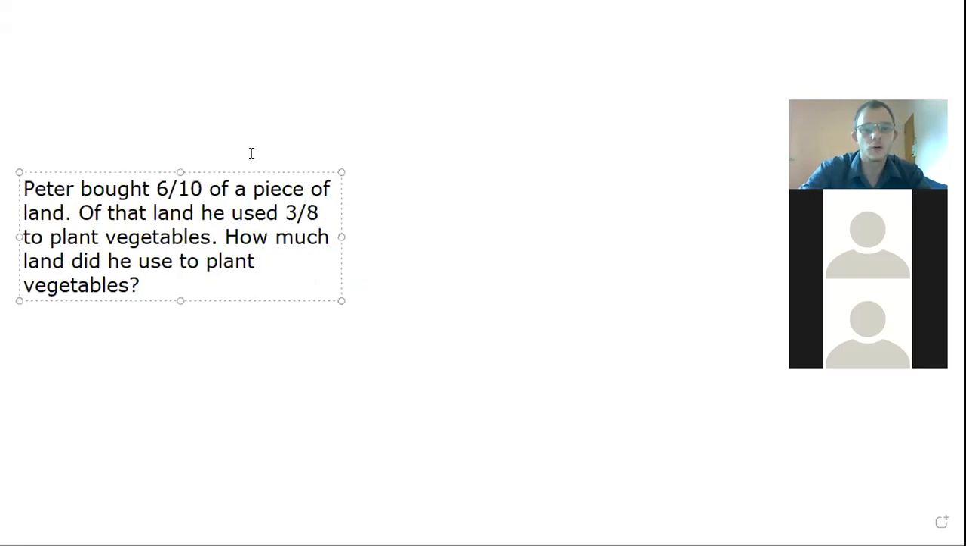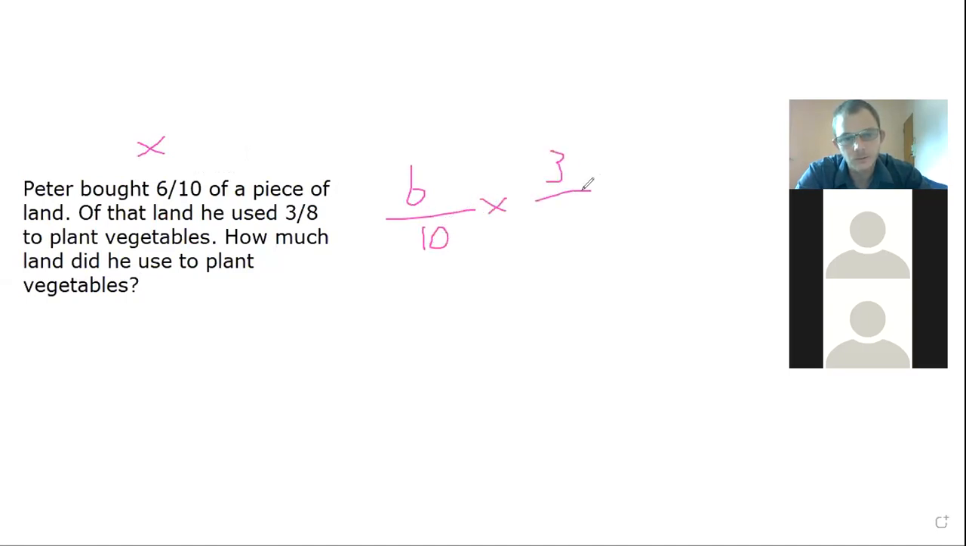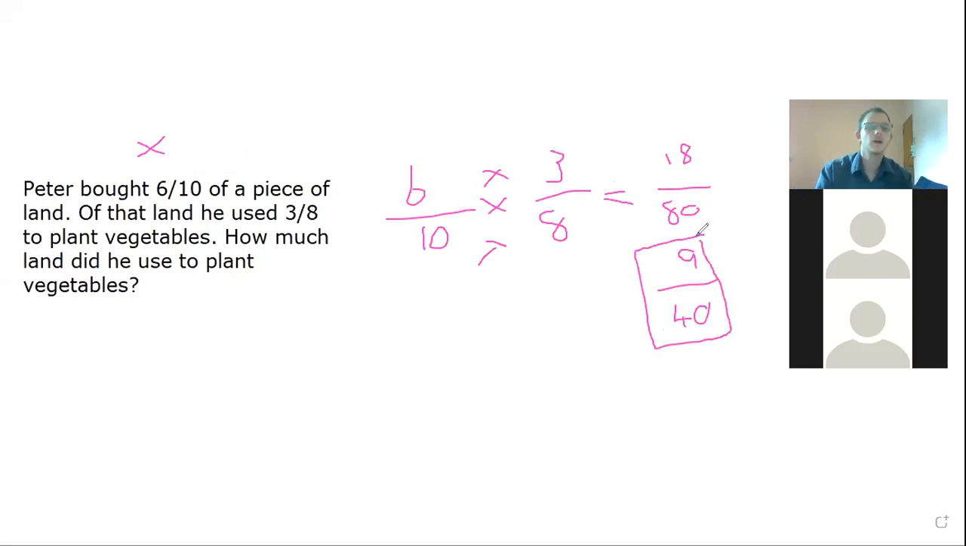Now, this one is also multiplication. For this one, we have two fractions we have to multiply. 3/8. So the rule is we multiply on top, multiply at the bottom. 3 times 6 is 18/80. Divide that by 2 gives you 9/40. Is the piece of land that he used to plant these vegetables.